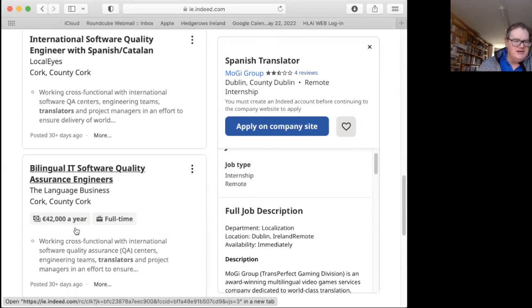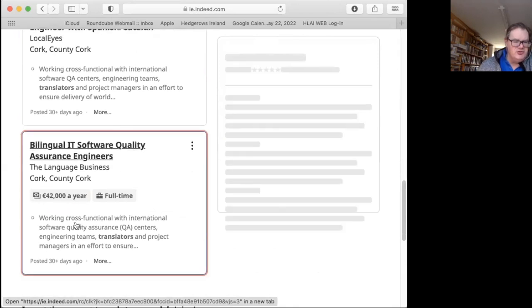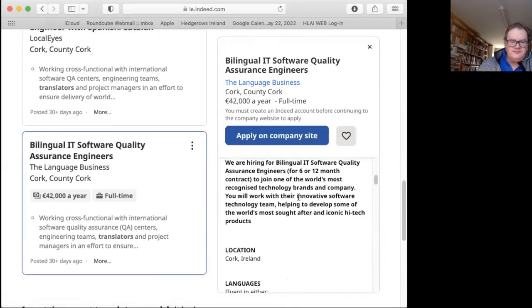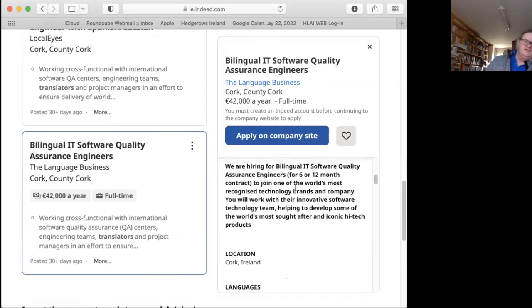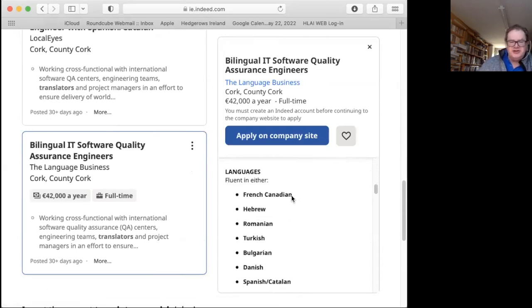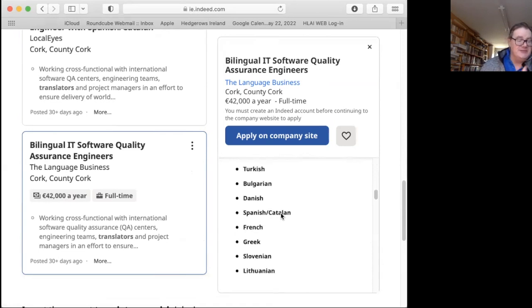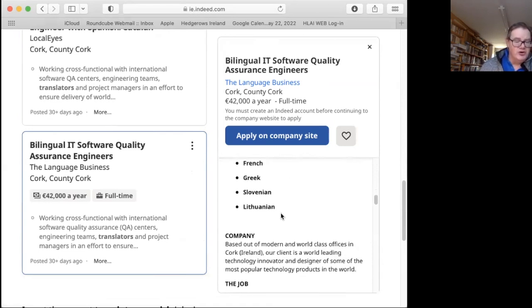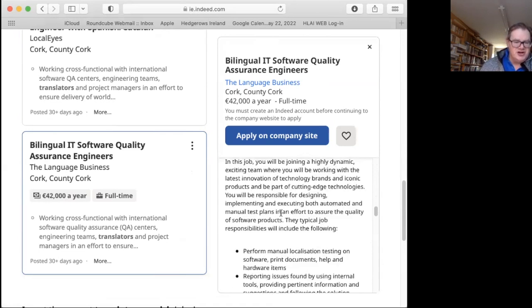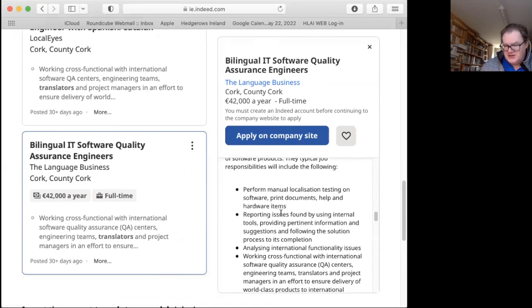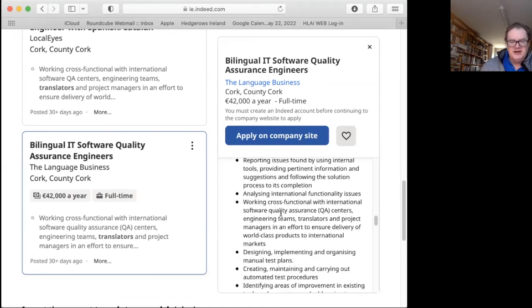Let's see, bilingual IT software quality assurance in Cork. So we're looking for somebody with bilingual IT software quality assurance. So you need to be a software engineer. They're looking for people with these languages, not all of them, obviously, with one or more of these languages. Here's the job, which is performing manual localization testing, etc., and so on.